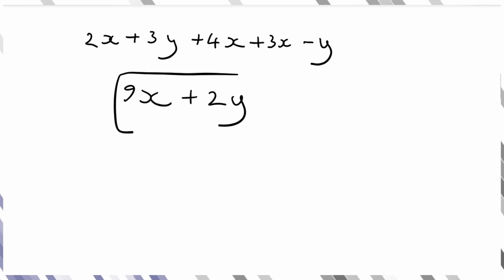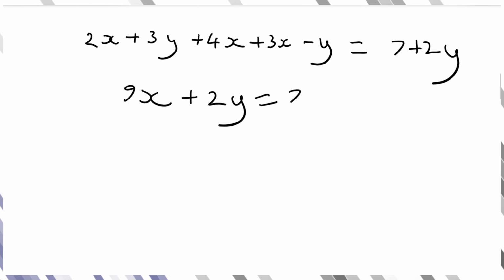So that's why we would collect like terms. It just neatens up the work a little bit. If all of that was equal to 7 plus 2y, then it's a lot simpler to look at that being equal to 7 plus 2y. So then it looks a lot simpler to solve from there.